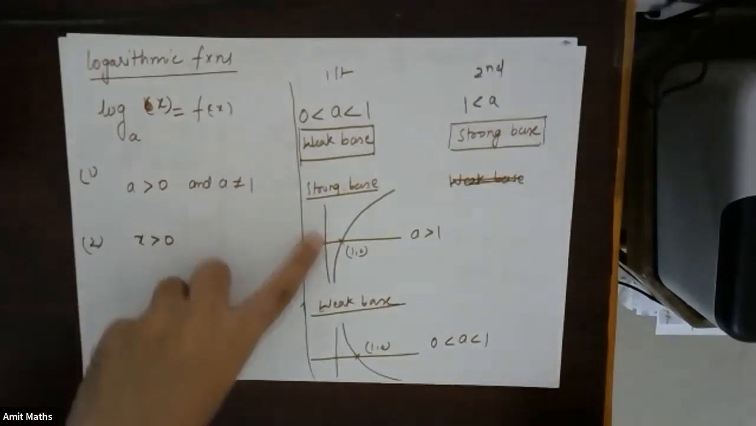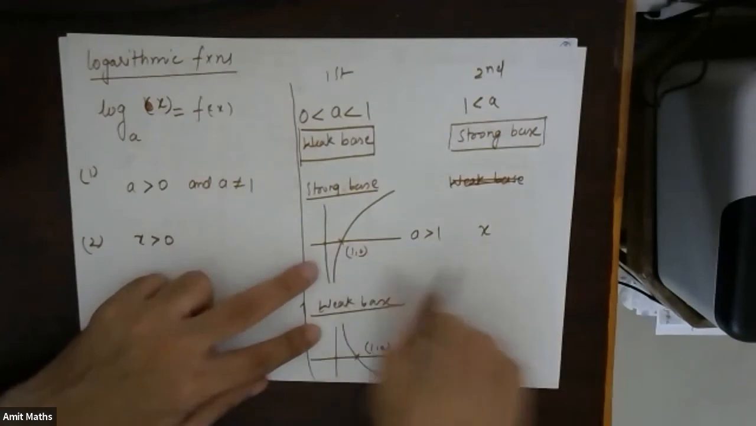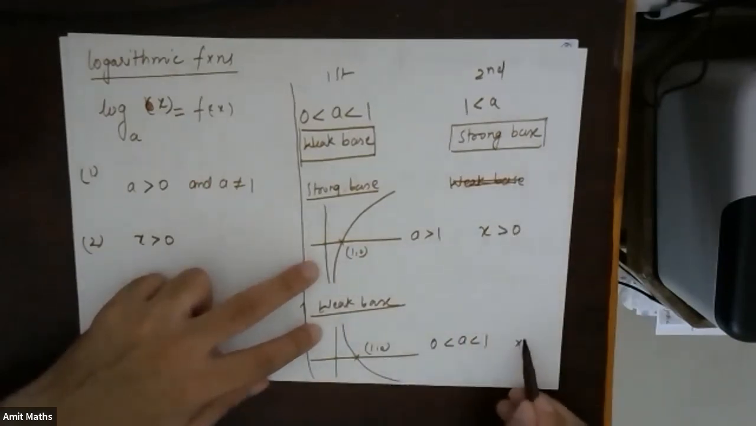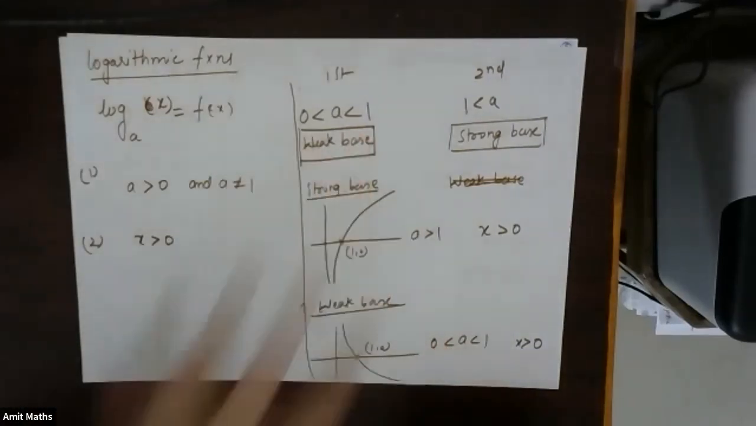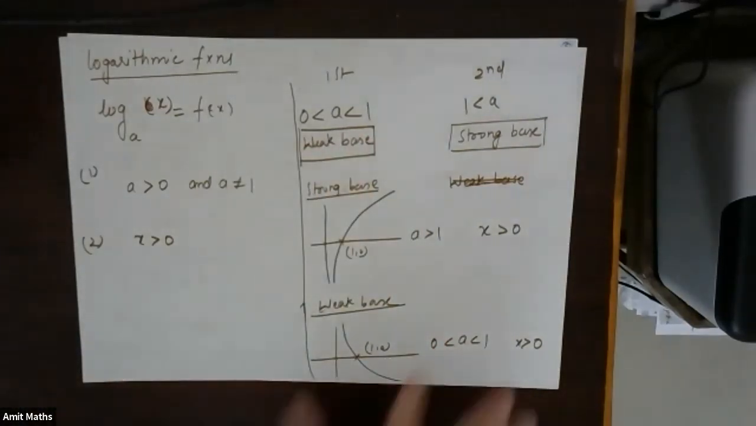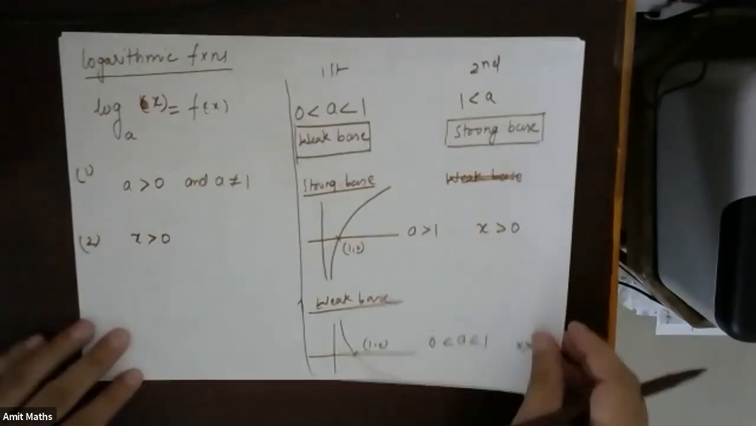In both the cases, x will be greater than 0. So the domain of x will be greater than 0 in both the cases. This is just a recap of log functions. I know you have already done this in 11th, so this is just a very brief revision. Right. Now I will give you a question in which you have to find the domain of this function.